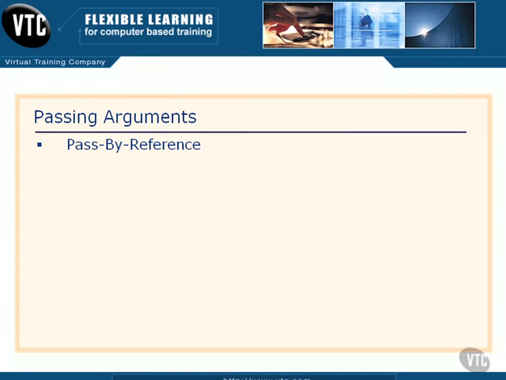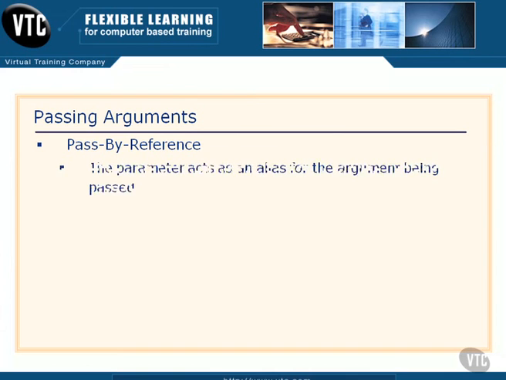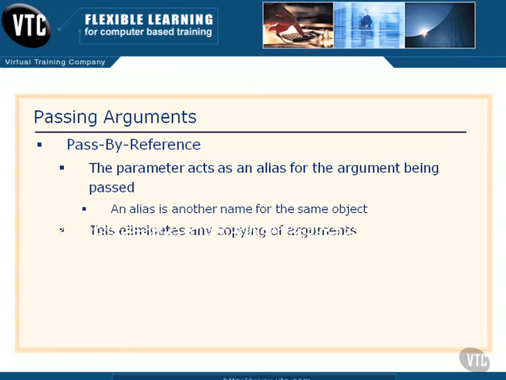But now, pass by reference, this is the one you really need to watch, because pass by value will happen automatically. It can surprise you in the way those parameters are copied. But with pass by reference, the parameter acts as an alias for the argument being passed. If you remember, an alias is simply another name for the same object. We're not copying anything. We're just creating a new name pointing to the same thing. It's very similar to a pointer.